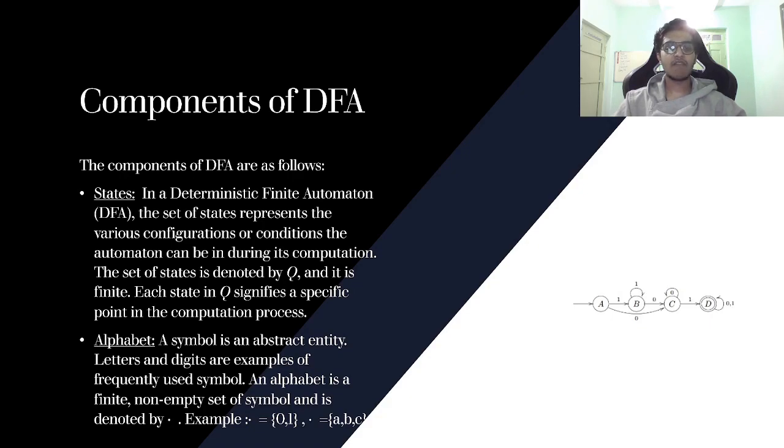Next, we have the alphabet. A symbol is an abstract entity. Letters and digits are examples of frequently used symbols, and an alphabet is a finite, non-empty set of symbols, and it is denoted by the following symbol. The example is going to be {0, 1}, which is enclosed by curly parentheses, or it can even be {a, b, c}. In this case, that is also enclosed by curly parentheses.